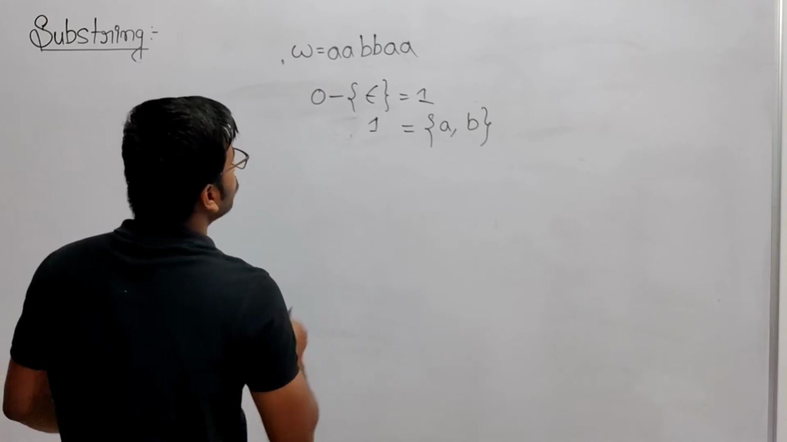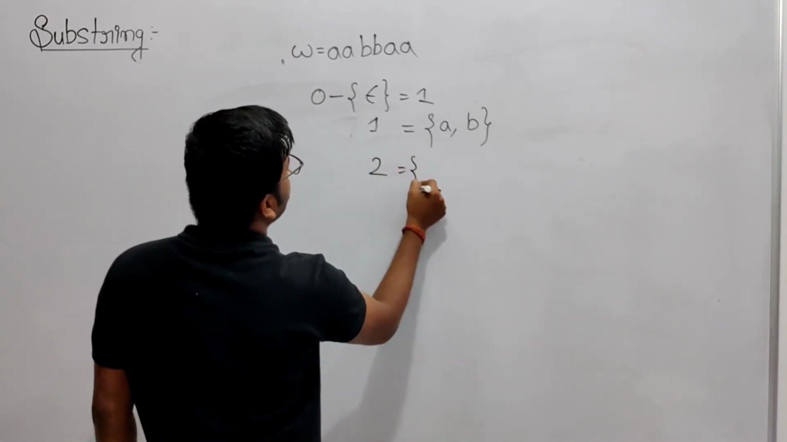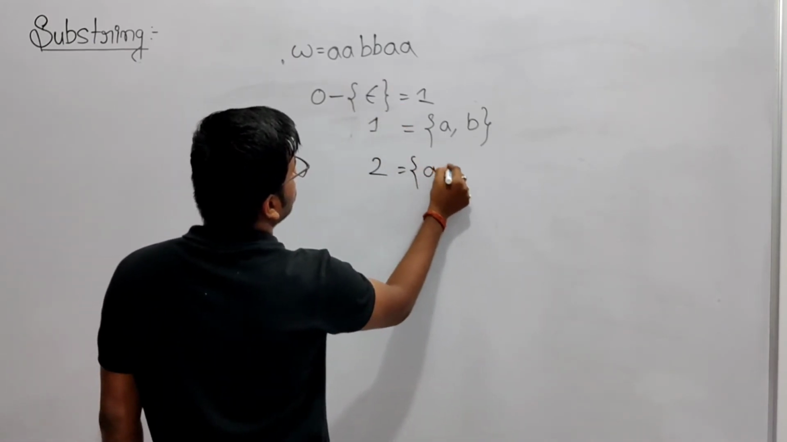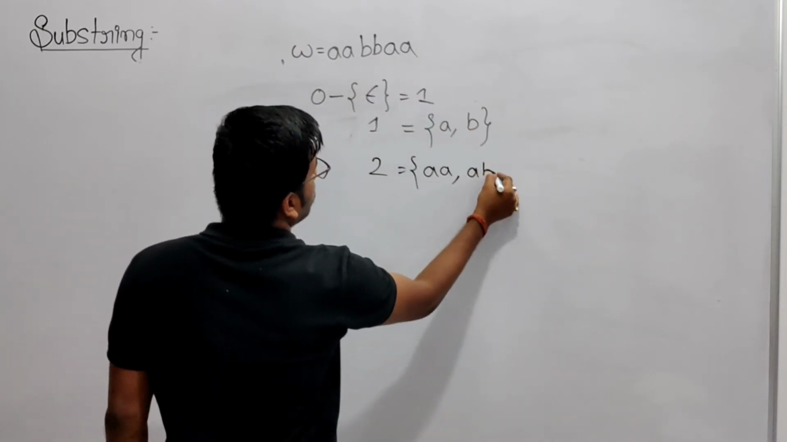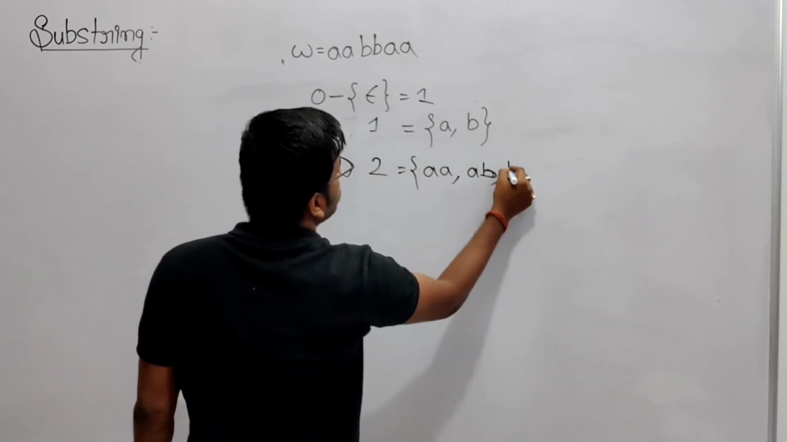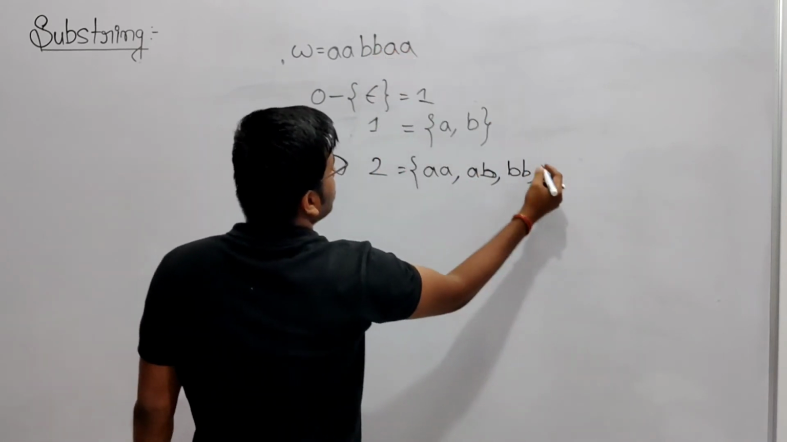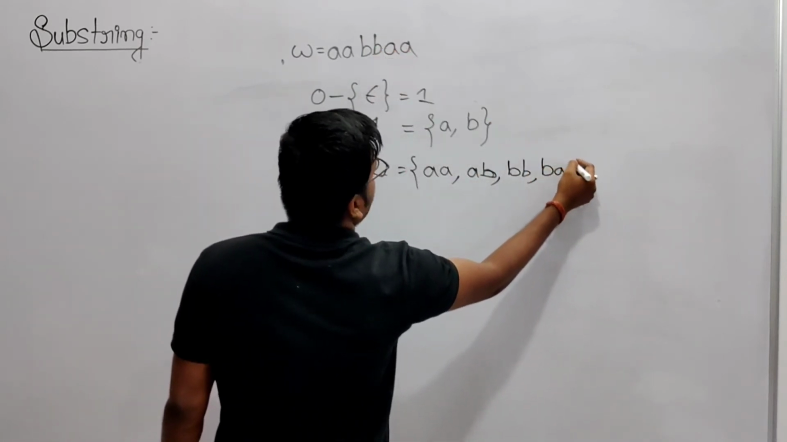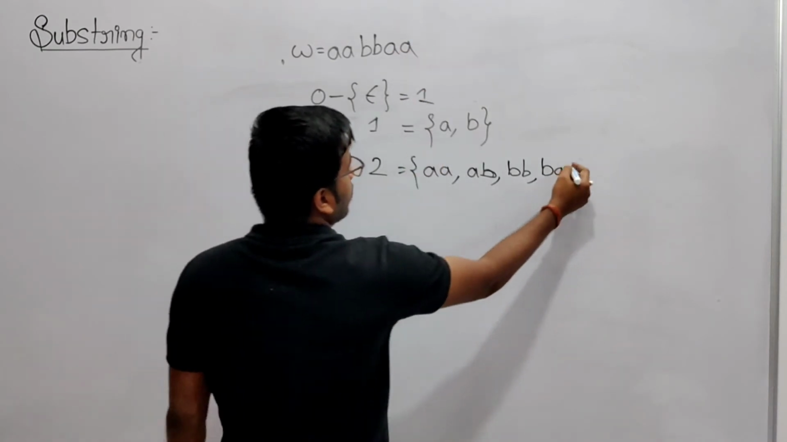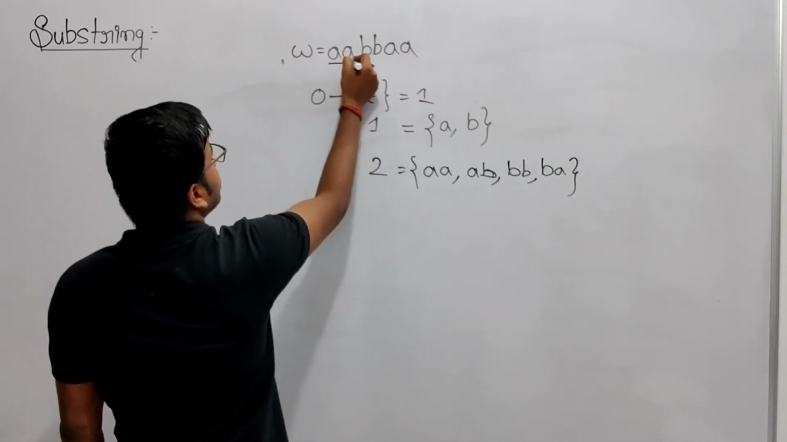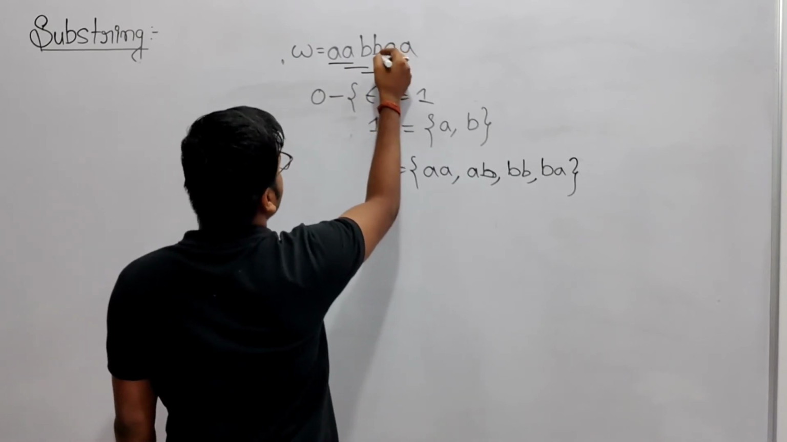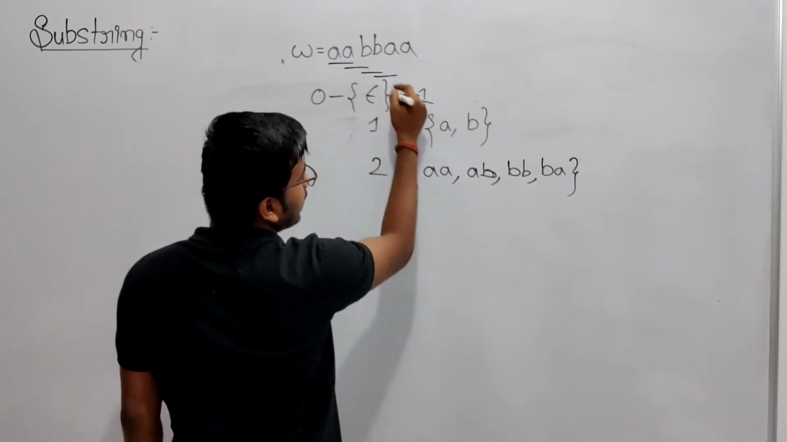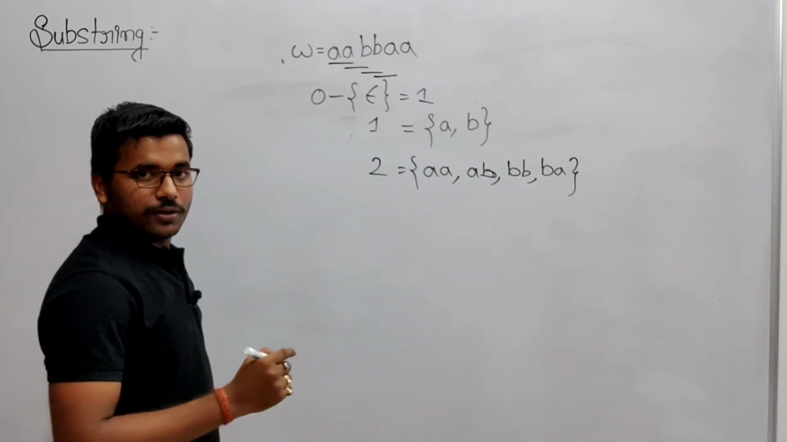Then length 2 you are going to get AA, then AB, then BB, then BA. But A again you are not going to write. Okay, now see, AA, then AB, then BB, then BA, then A, but A is also already there.